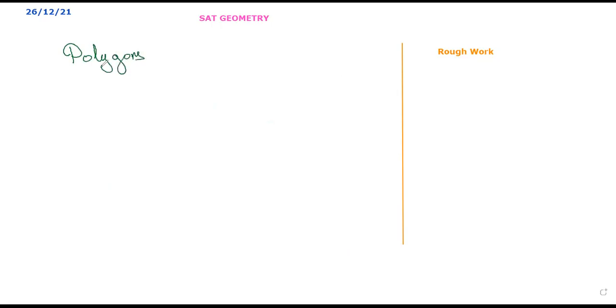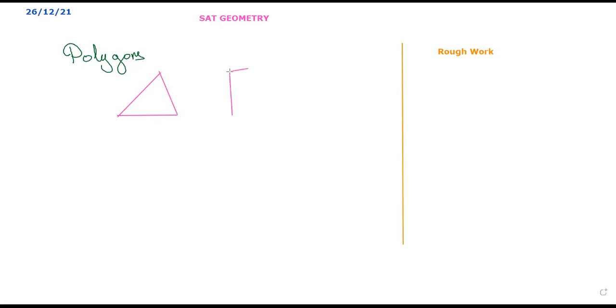Okay. So a polygon is a closed figure with 3 or more sides. Okay. Let's try drawing some random polygons. So it is a closed figure with 3 or more sides. Okay, so we need to have at least 3 sides. Okay, so this is a polygon.